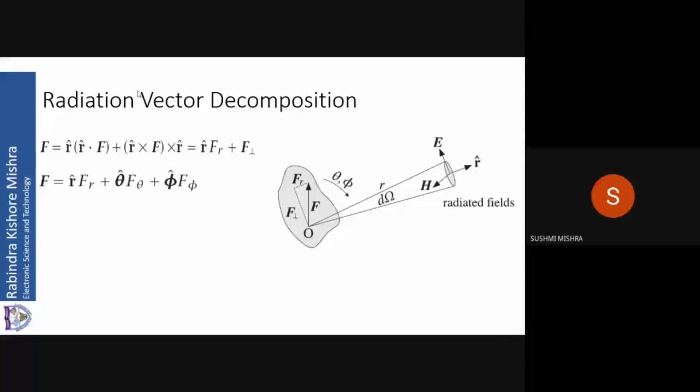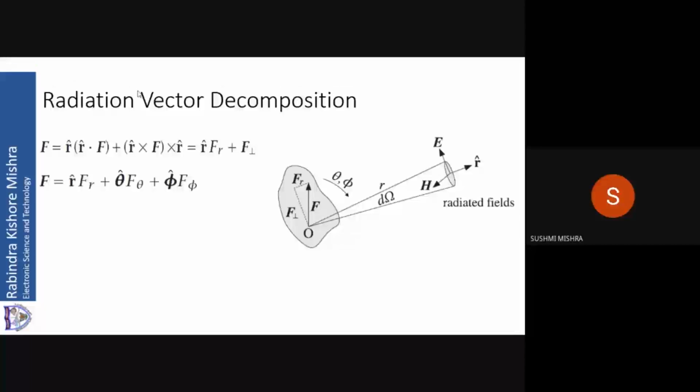Now this you can easily prove. Look at the second term. R cap cross F cross r cap is equal to r cap dot r cap into F minus r cap into r cap dot F. So we have the first term as plus, and the same is repeated as a negative term. When you add that, that cancels out. R cap dot r cap is equal to 1. So you are left with F from the right hand side. So therefore, F can be represented by this.